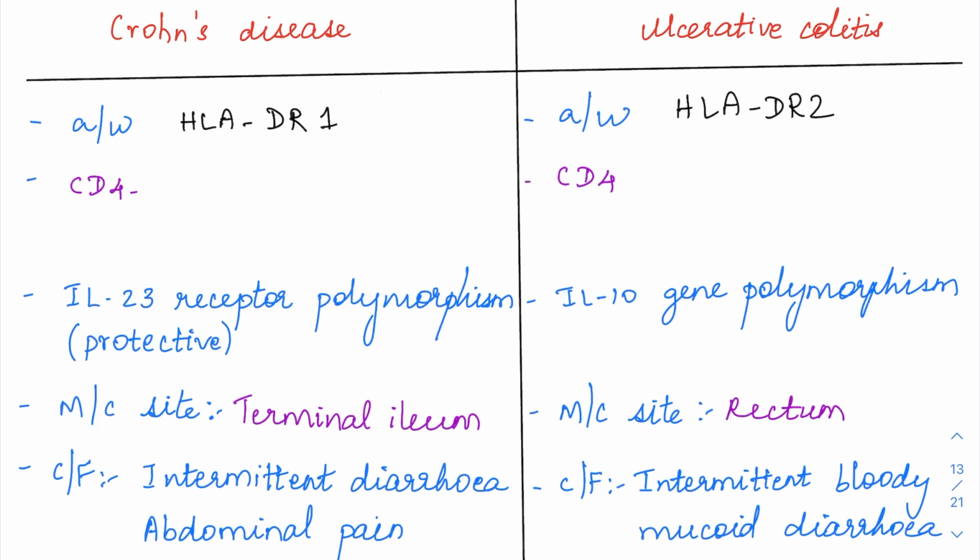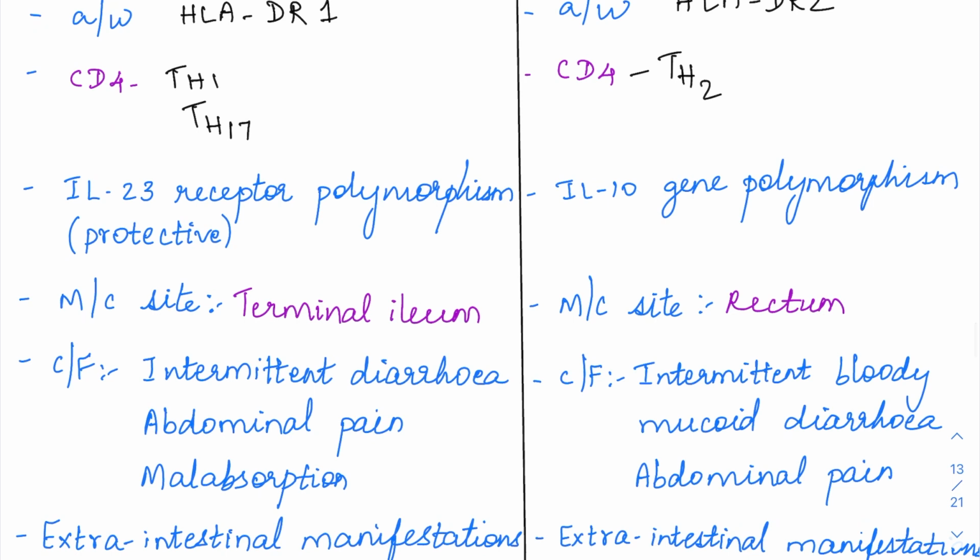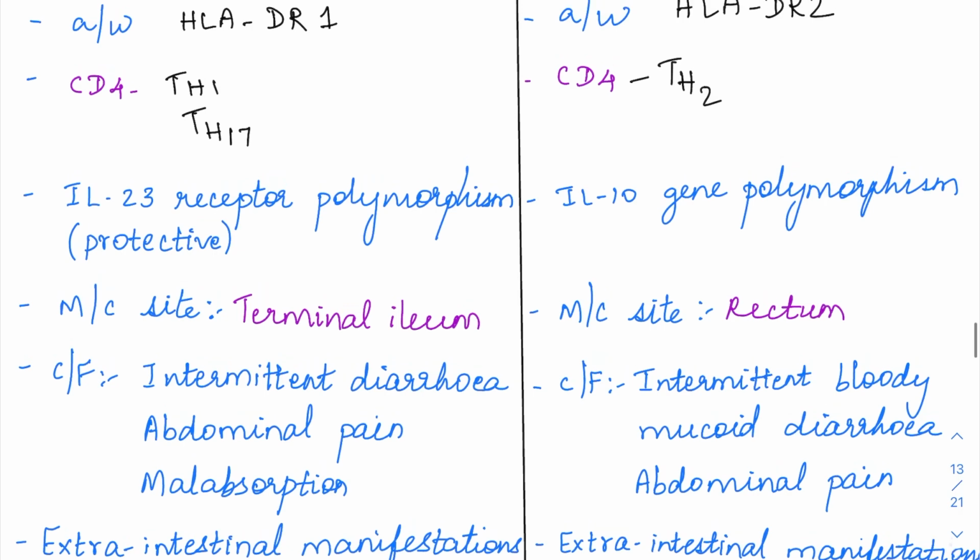And both are CD4 related responses only, autoimmune responses. But in Crohn's disease it is going to be a TH1 and TH17 related response, while in ulcerative colitis it is going to be a TH2 mediated response. Interleukin 23 receptor polymorphisms are going to be protective for Crohn's disease, while interleukin 10 gene polymorphisms are associated with ulcerative colitis.